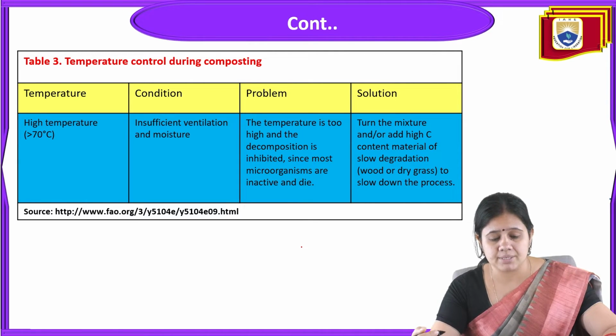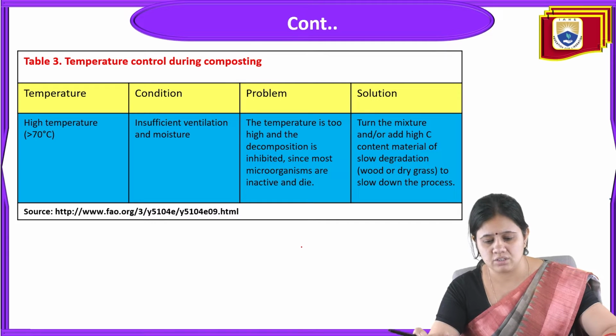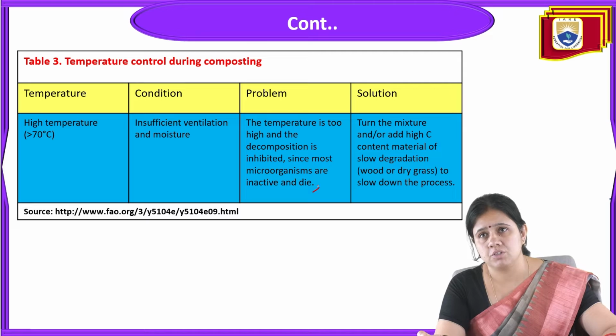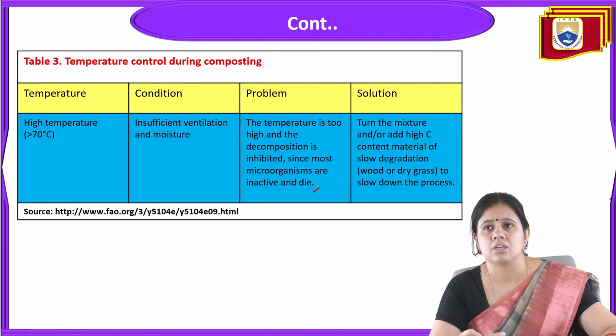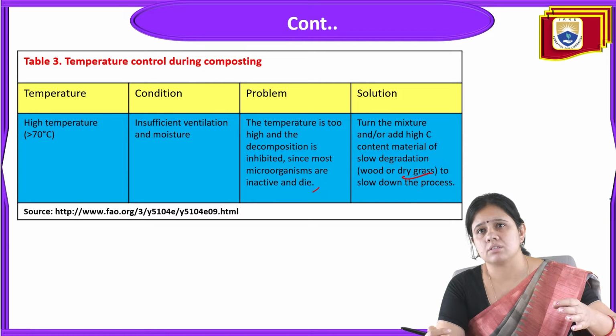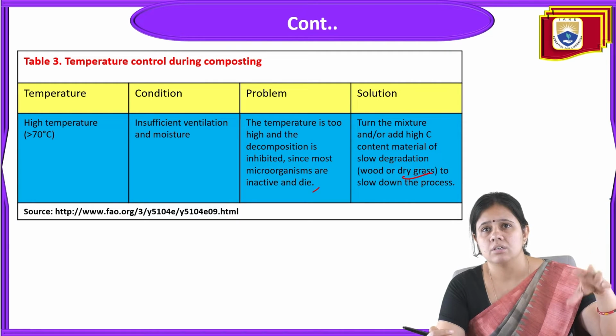So because of this high temperature, insufficient ventilation and moisture, the decomposition is inhibited, since most microorganisms are inactive and die. What solution should we adopt to avoid this kind of condition? Turn the mixture and add high carbon content materials of slow degradation, like wood or dry grass, to slow down the process.